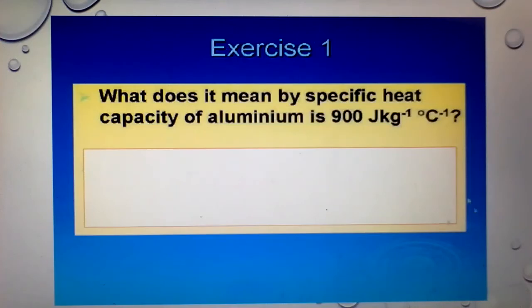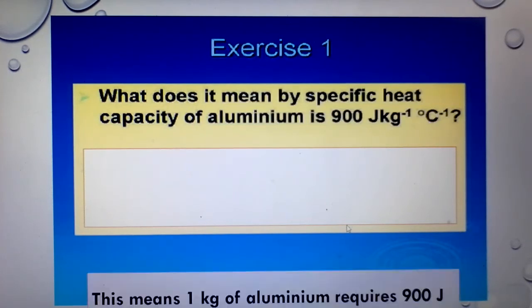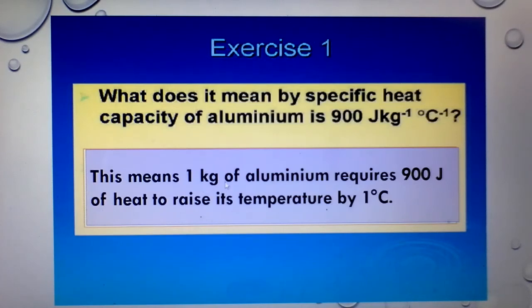Now look at exercise 1. What does it mean by the specific heat capacity of aluminium is 900 joule per kg per degree Celsius? What does the value mean? It means that 1 kg of aluminium requires 900 joule of heat to raise its temperature by 1 degree Celsius. So for each 1 kg of substance, the value of the specific heat capacity shows how many joules of energy are required for 1 kg mass to increase temperature by 1 degree Celsius.